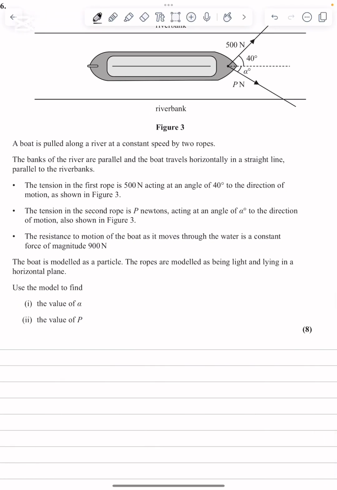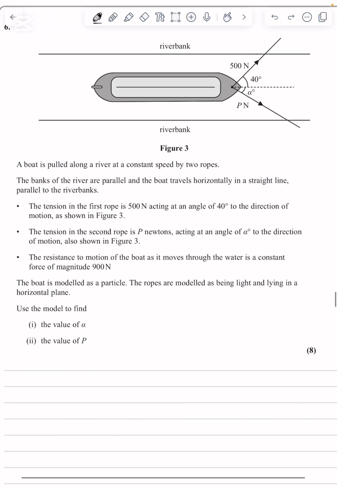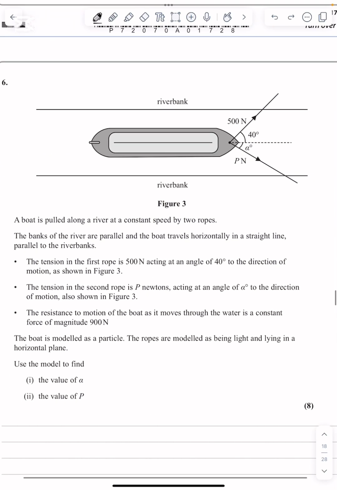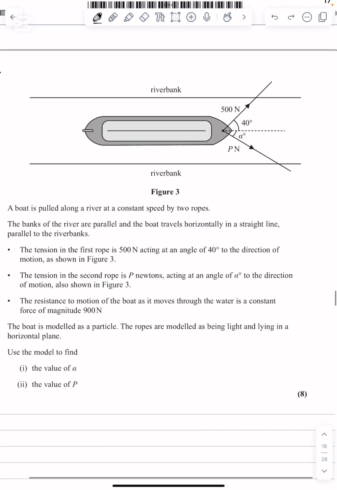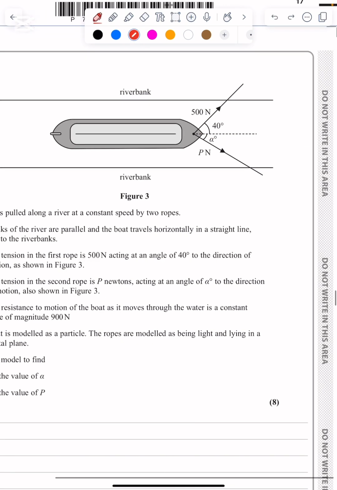This should be a completely free 8 points for you. If you don't get 8 points in this question, you have to study. You really have to study. This is so easy. So what it basically says is it's moving in this direction. I can't draw, come on.